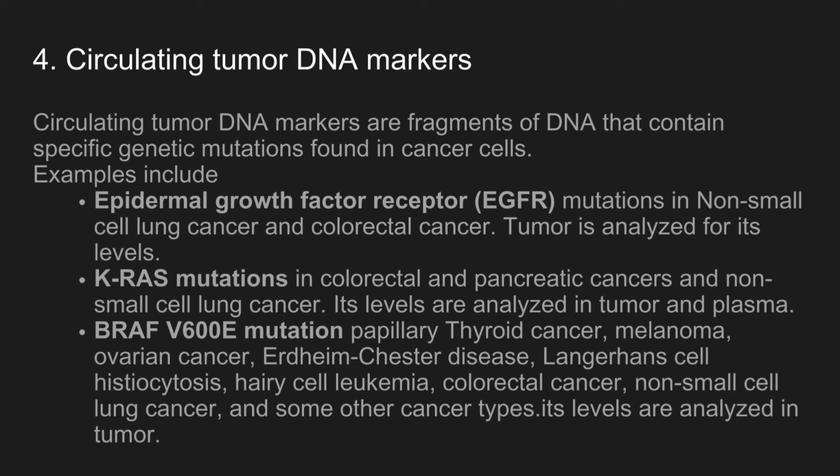Tumor is analyzed for its levels. KRAS mutations occur in colorectal and pancreatic cancers, and non-small cell lung cancer. Its levels are analyzed in tumor and plasma.